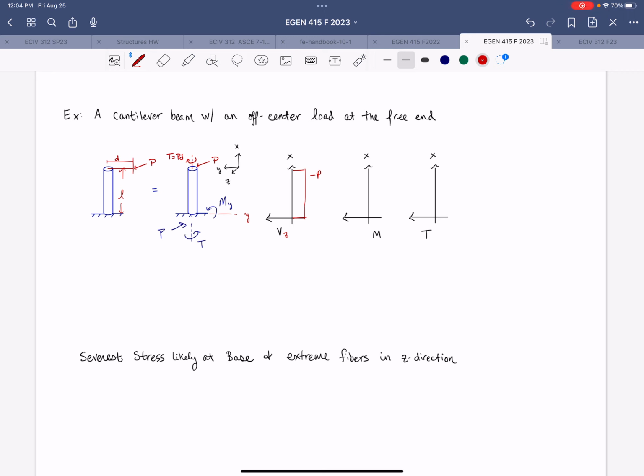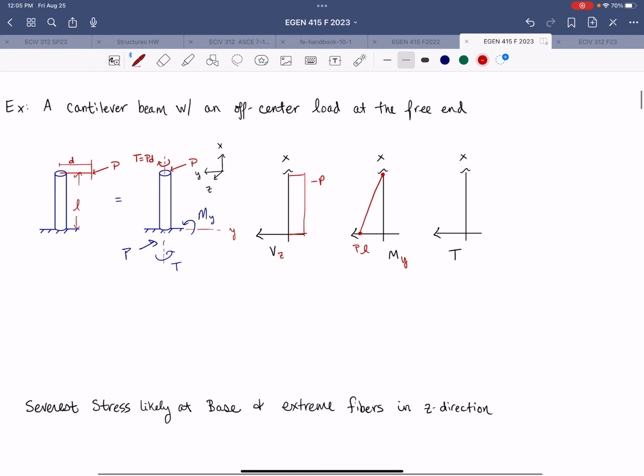The moment, so this is your My. We would have a maximum value at the fixed support. So that's where it would be equal to P times L. And then it would be a linear decrease to 0 at the free end. And then the torque, this would be torque about the x-axis. Torque would be constant along the length.